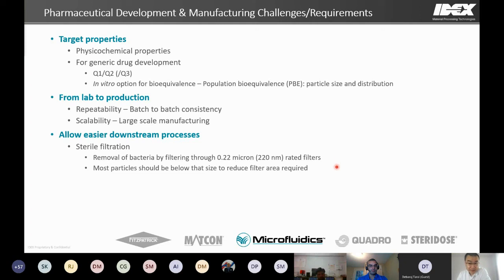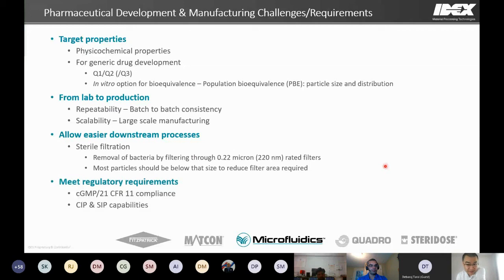A simple and economic alternative is passing the product through sterile filters. Those filters are made of membranes with a rated pore size of about 0.22 microns, or 220 nanometers, which means the majority of the particles in the product should be smaller than that size to ensure an efficient filtration process. So this again ties back to the requirement that you need to achieve a good particle size and size distribution, which means generating size-controllable nanoparticles is very important.